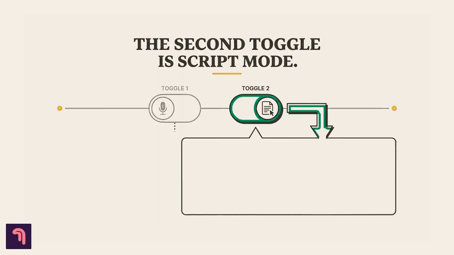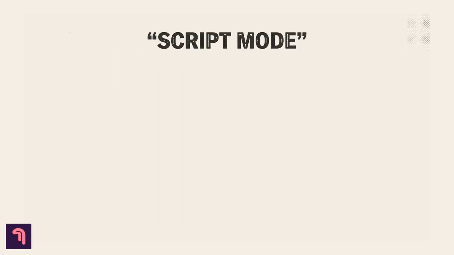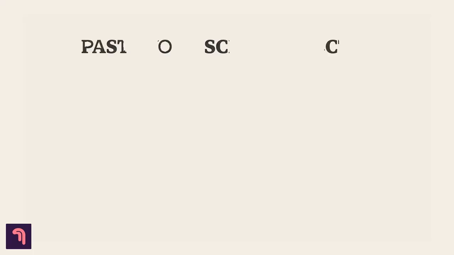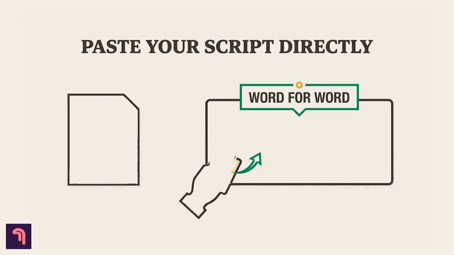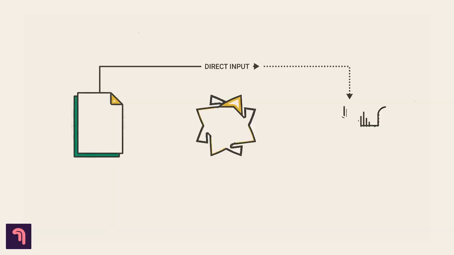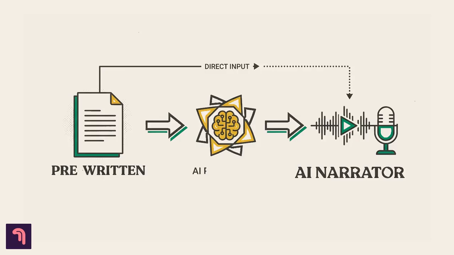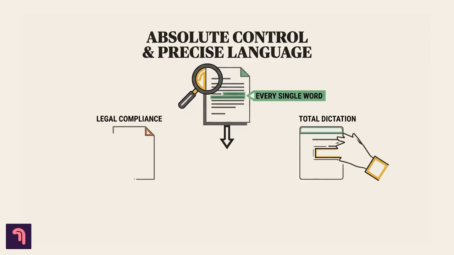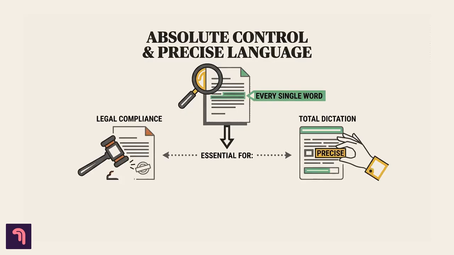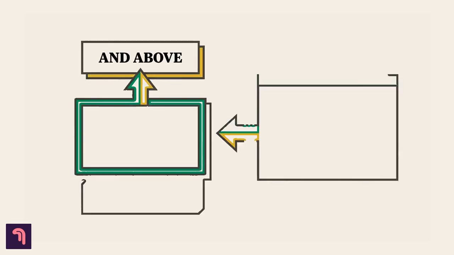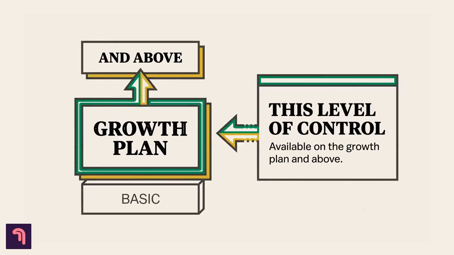The second toggle is Script Mode. When this is on, you're telling the AI, don't write the script for me, I've already got it. You simply paste your pre-written script directly into the box, word for word. The AI then becomes your narrator, reading exactly what you wrote. This is essential for situations where the language needs to be precise, like for legal compliance, or if you just want absolute control over every single word. This level of control is available on the Growth Plan and above.